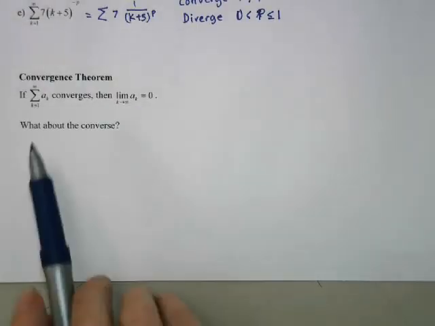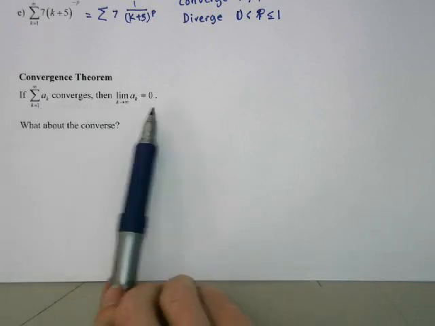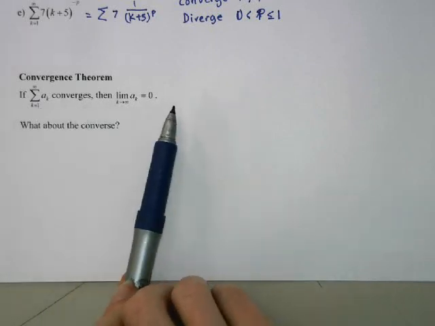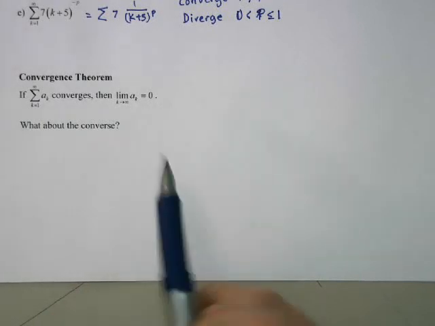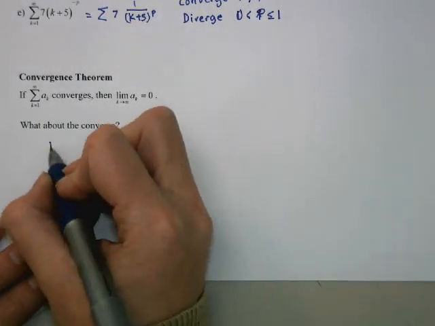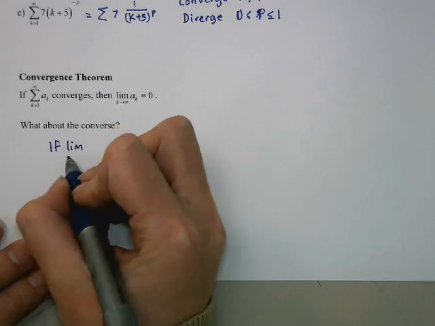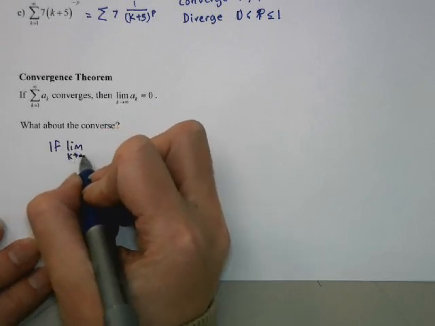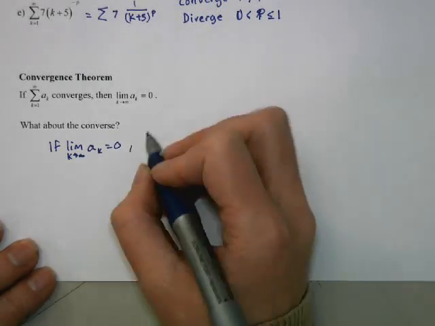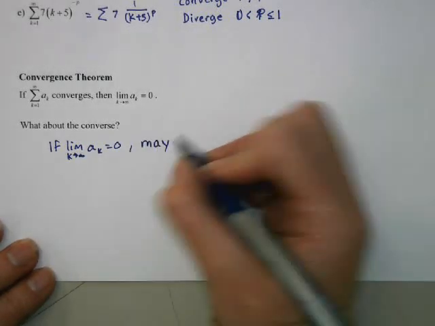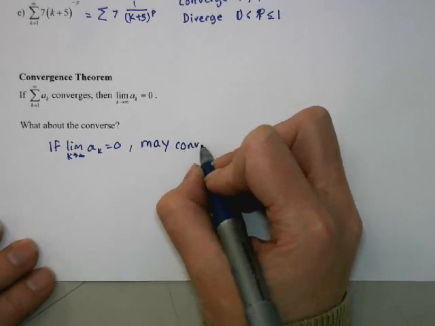The divergence theorem is just kind of an aside. If you know you have a convergent series, then the terms have to go to 0. The converse of this is not true. If the limit is 0, it can converge or it might diverge, like in the harmonic series.